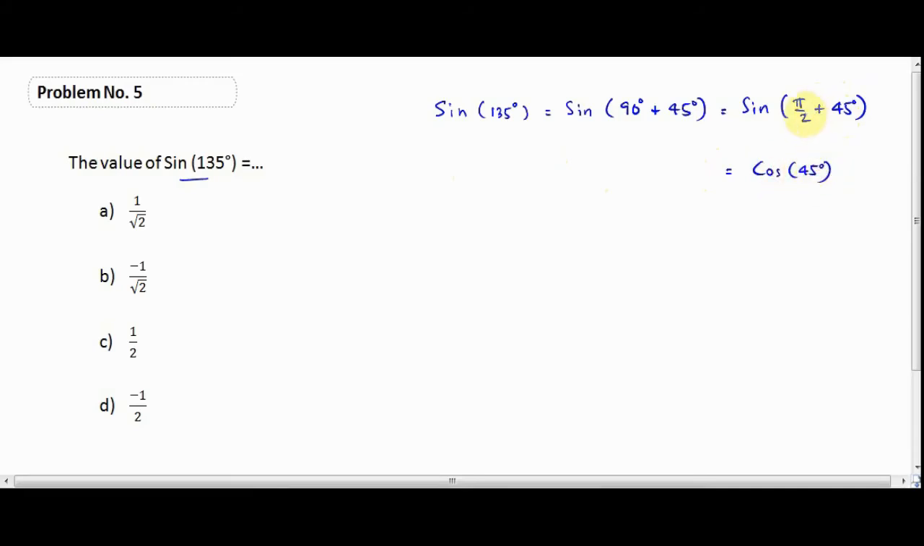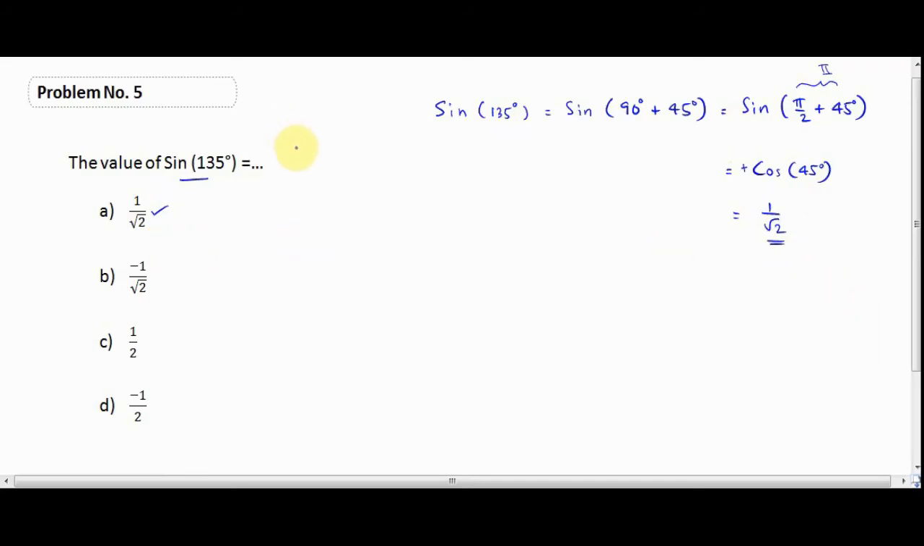Okay, because here we have a multiple of pi by 2, the sine function is replaced with its co-function cos, and pi by 2 plus alpha is written as alpha. Now, pi by 2 plus 45 degree belongs to the second quadrant, and in the second quadrant the sine function is positive, so we have to assign a positive sign here. So sine 135 degree is equal to plus cos 45 degree, and we know cos 45 degree is 1 by root 2. So the answer is 1 by root 2, which is given by option A.